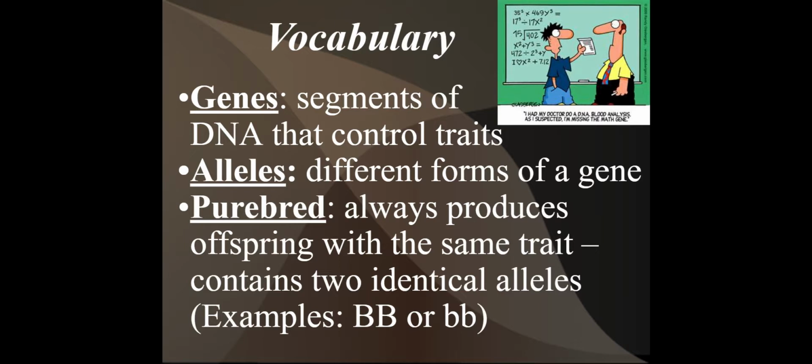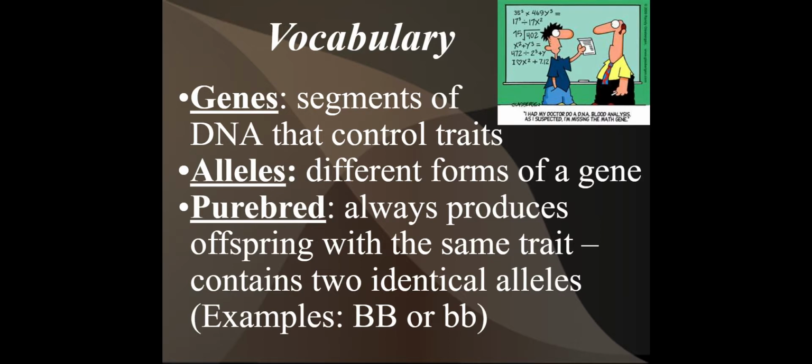And the capital letters would be like big B, big B. That would be like you got two dominant gene alleles. So brown eyes are dominant. Big B would be purebred brown, meaning that you have a gene for brown eyes from your mom and you have a gene for brown eyes from your dad.